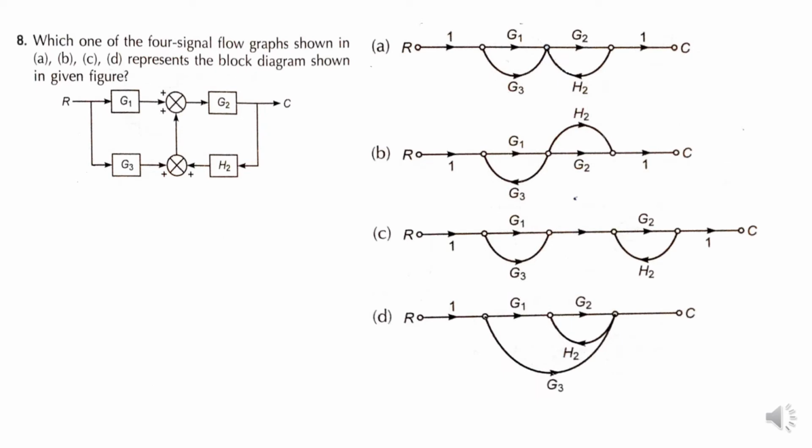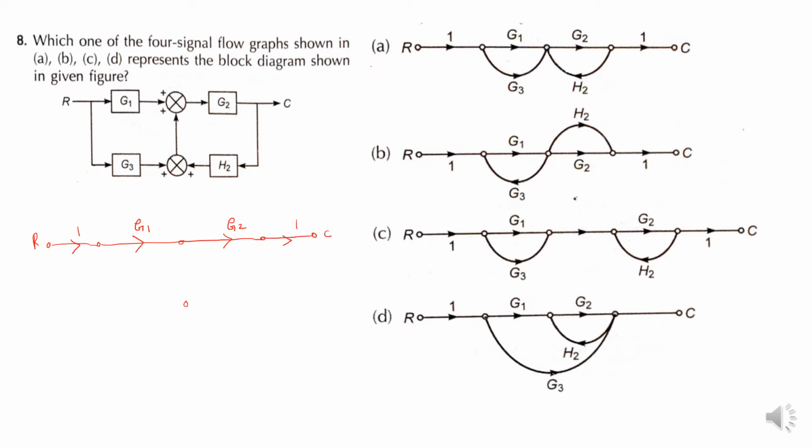Next problem 8. Which one of the four signal flow graphs shown in A, B, C, D represents the block diagram shown in the given figure? So first of all, for a takeoff point, I have to put one dot. For a summing point, put one dot. And the takeoff point, have to put one dot. And here also the takeoff summing point, have to put one dot. Here I have to put R. So here the gain is G1, and the gain is G2. Then it is connected to C.